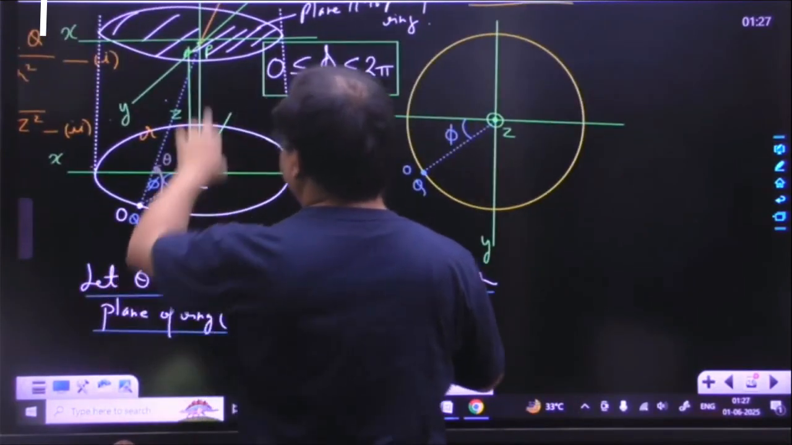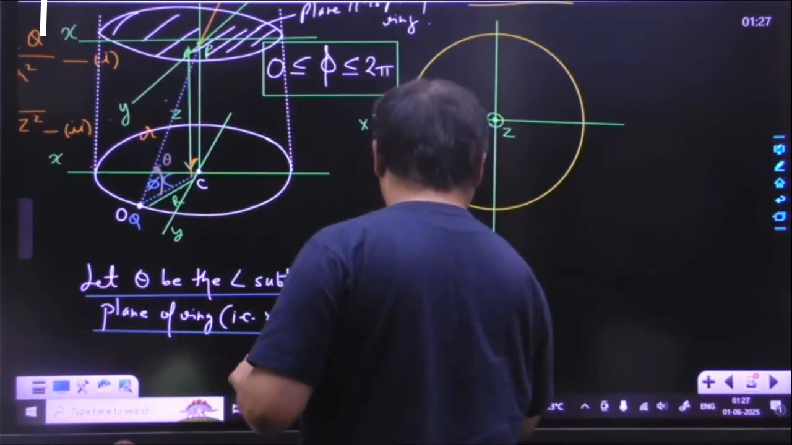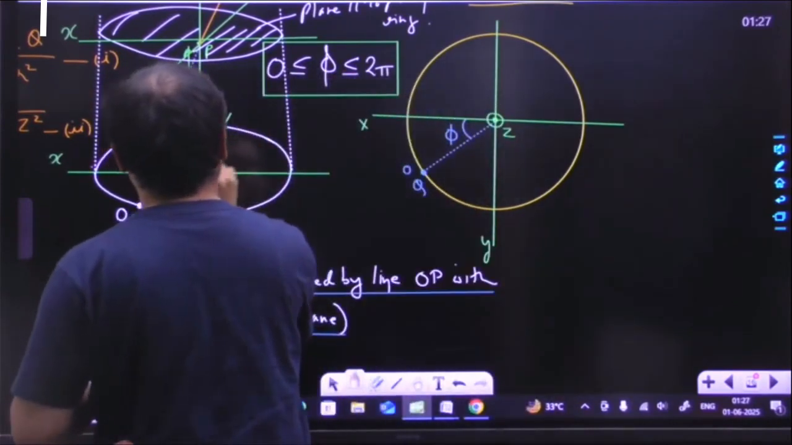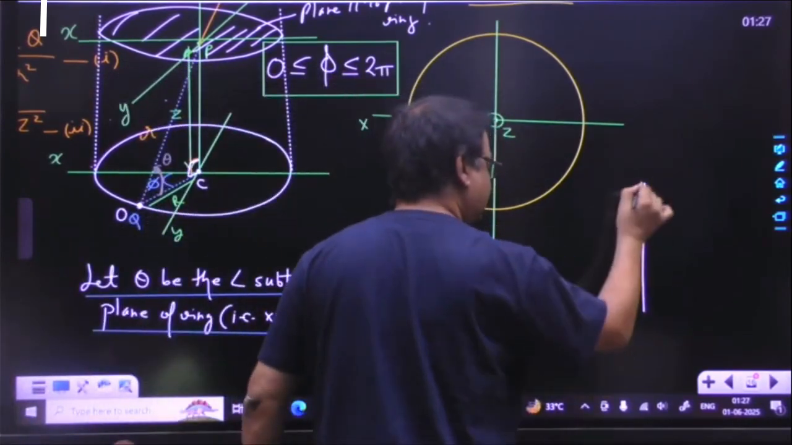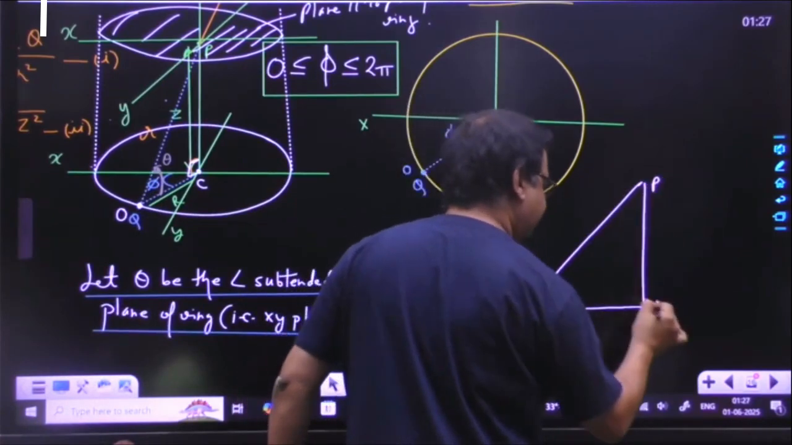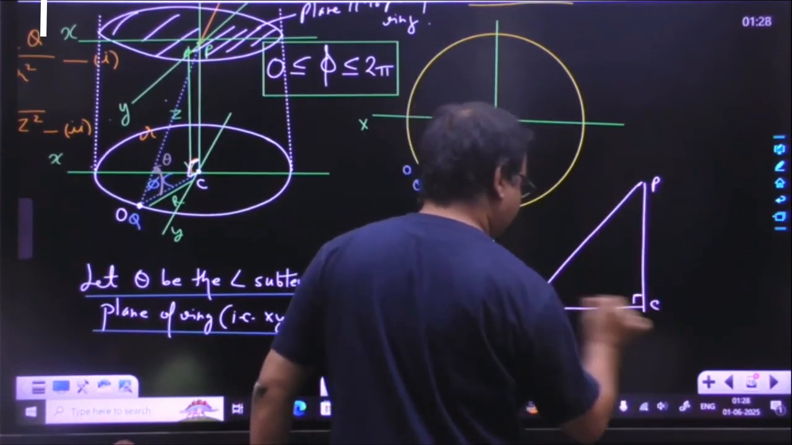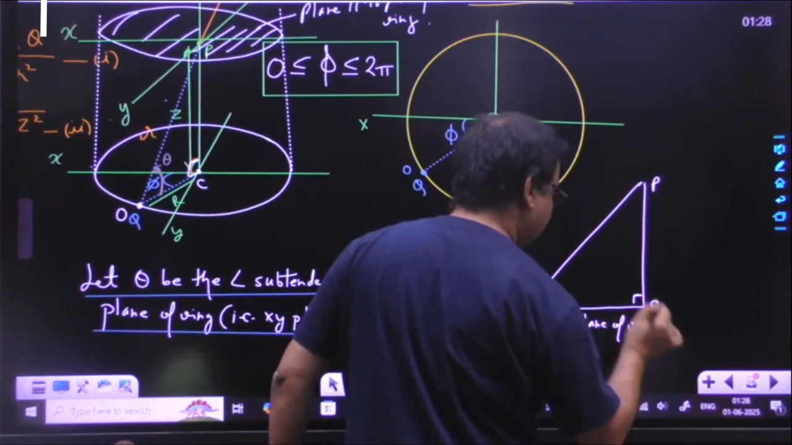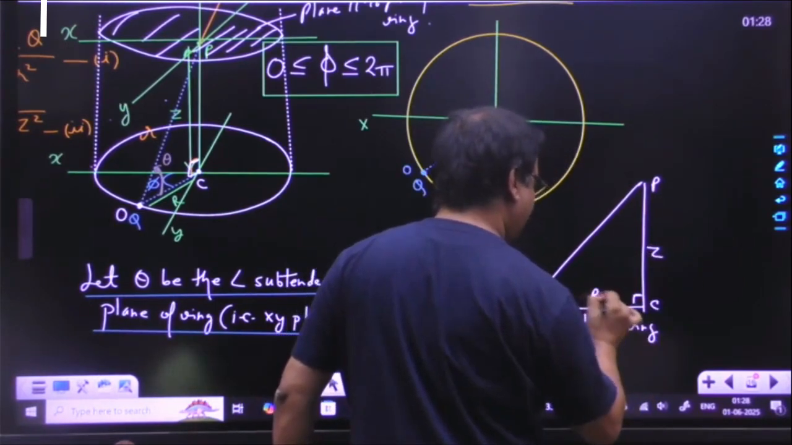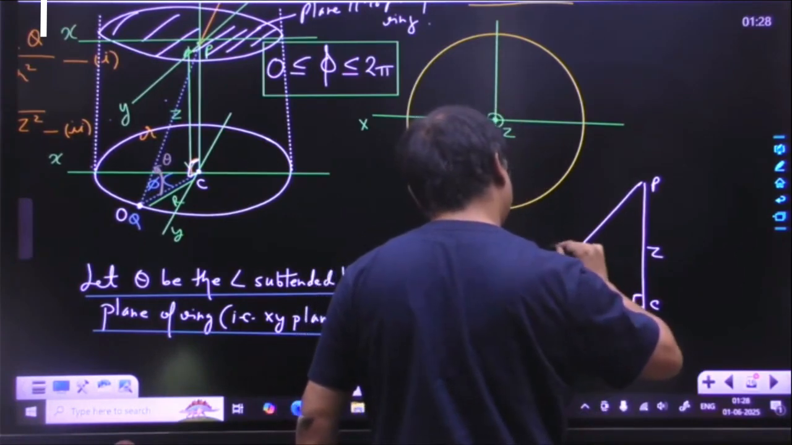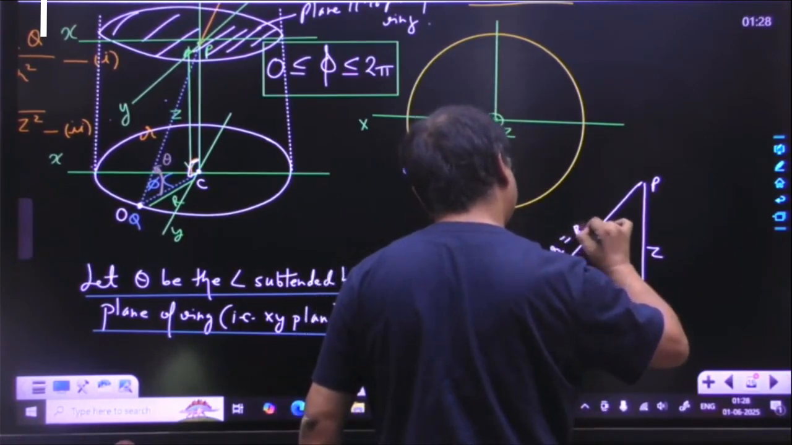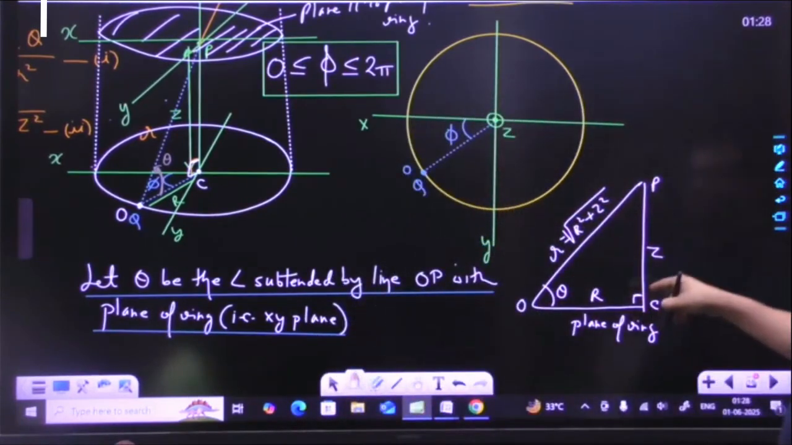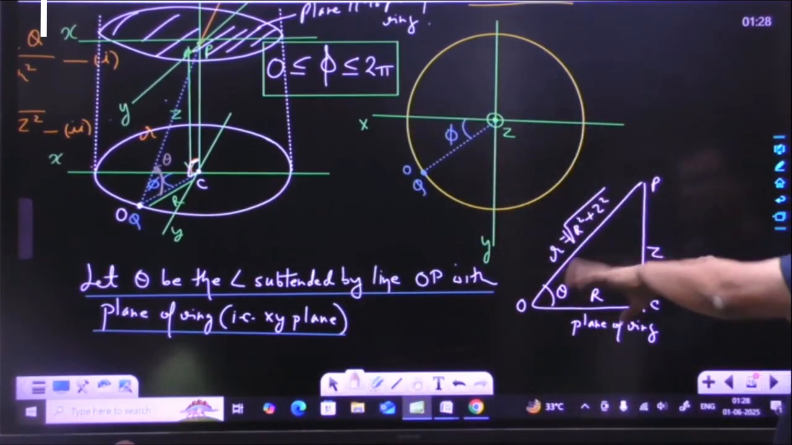Now, if you make the triangle PCO, which is a right angle triangle, this is P, this is C, and this is O. So this is the plane of the ring. This is Z, this is R, and this angle is theta. And this is how much? Small r, that is the square root of capital R square plus Z square. So in this triangle, you can visualize the angle theta.